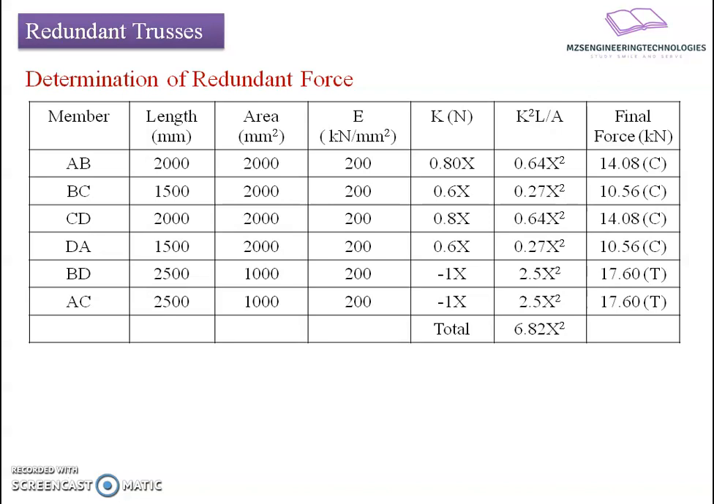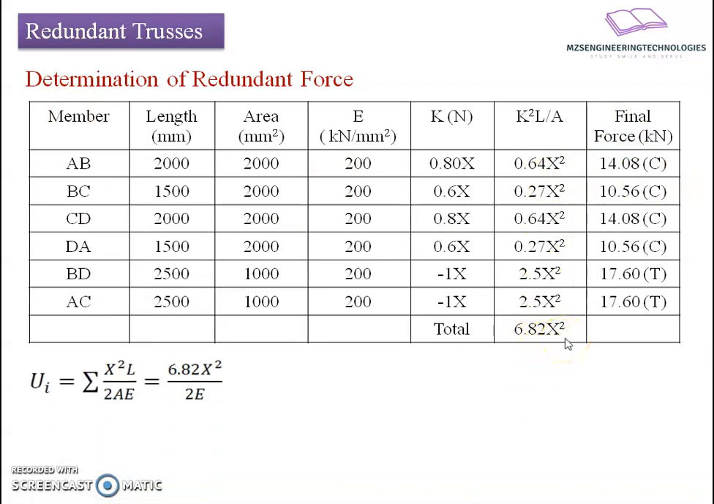They are positive in nature because they are compressive forces, and minus 1 times x, minus 1 times x for the inclined bracings AC and BD, where AC is assumed as the redundant force. After that, we will take a product K square L by A. I am not going to substitute E here, so individual areas are different. That's why we'll take the product K square L upon A. It results in the relation 0.64 x square, 0.27 x square. Likewise, subsequently I will do this for all members. Then I will take finally the summative value of all member products. It comes to 6.82 x square.